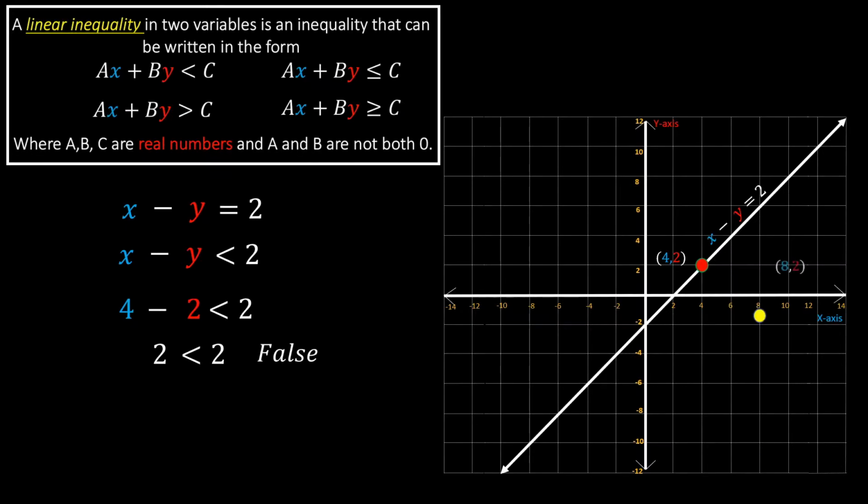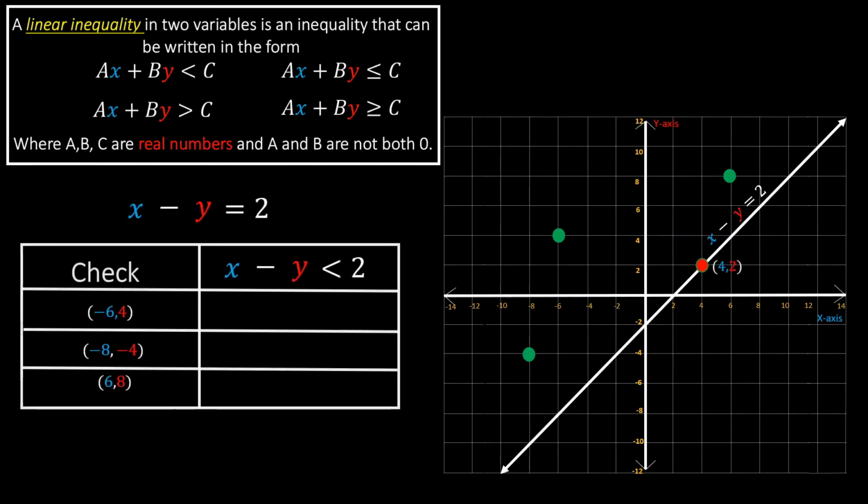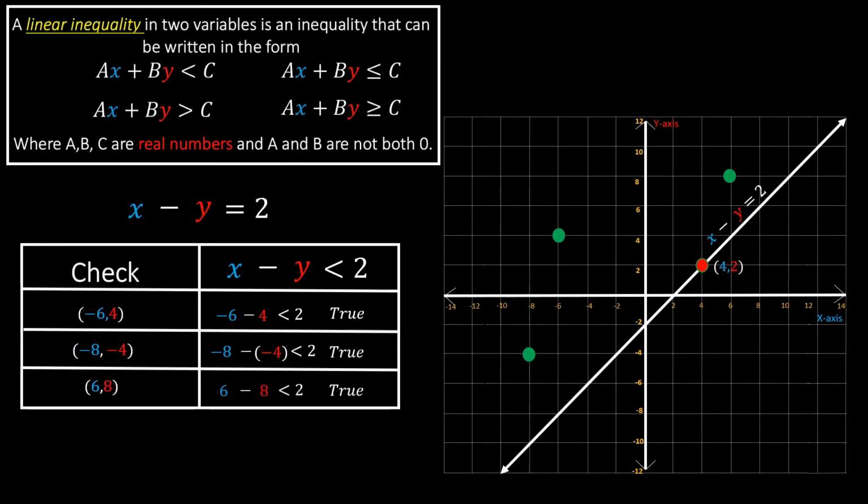Let's try a point on the right-hand side of the line, (8, 2). If we plug in the values into the inequality, we get 8 minus 2 is less than 2. This simplifies to 6 is less than 2, which is also false. Now let's try points on the left-hand side of the line. If we check the values, we get negative 6 minus 4 is less than 2, which is true. Negative 8 minus negative 4 is less than 2, which is true. And 6 minus 8 is less than 2, which is also true. This means that every point on the left-hand side of the line satisfies the inequality.